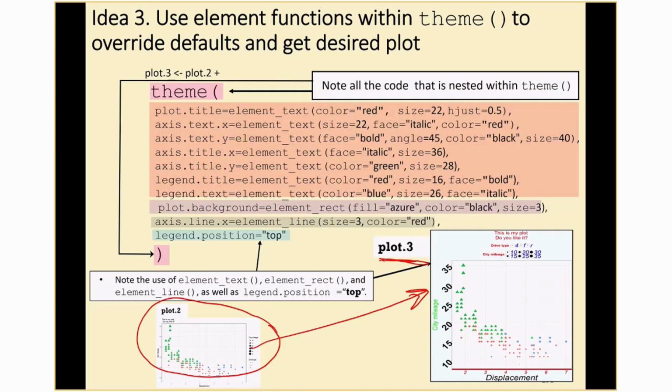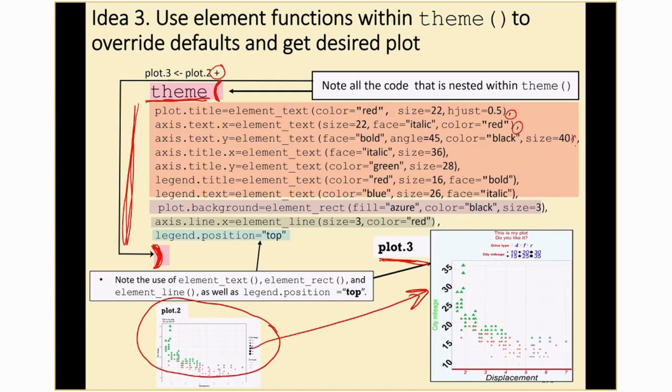So we're going to start off with plot 2. We're going to make plot 3, and we're going to do that by adding a layer. And the main thing to note is that the layer that's added is the theme function. So there's the theme function, and there's its open parenthesis here, and its closed parenthesis all the way down here. And so here I've got all this code that's going to override the default. Now note that at the end of each line, there are commas.